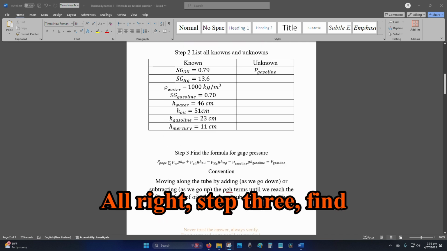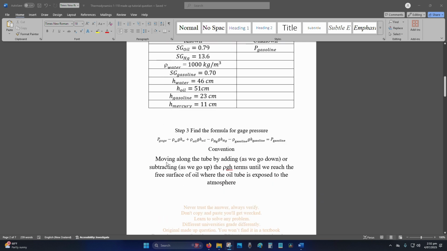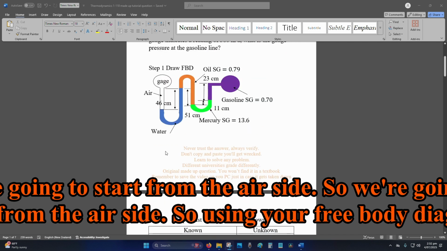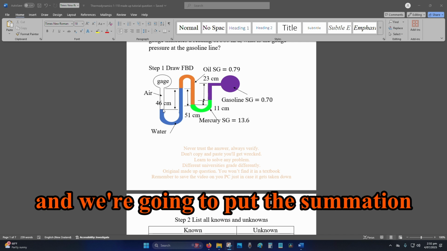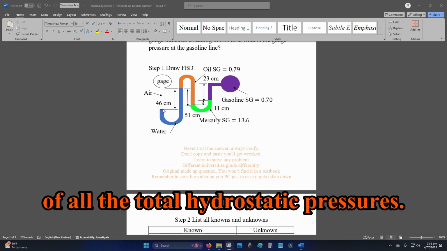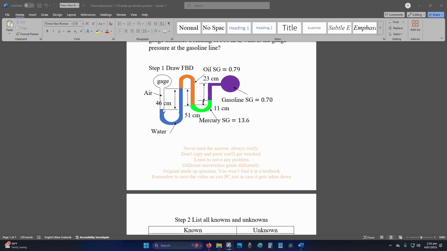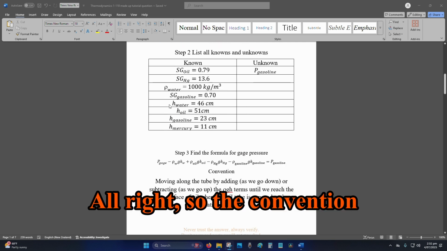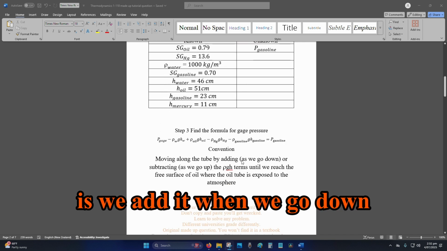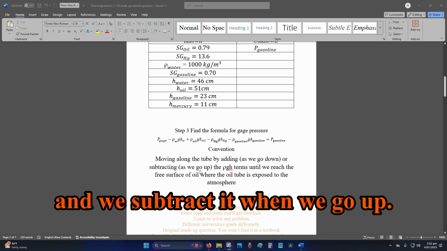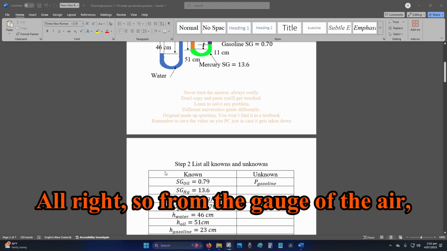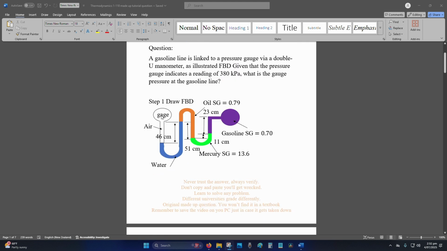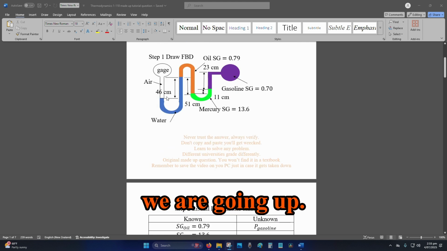Alright, step 3, find the formula for gauge pressure. So using your free body diagram, we're going to start from the air side, and we're going to put the summation of all the total hydrostatic pressures. Alright, so the convention is we add it when we go down and we subtract it when we go up. Alright, so from the gauge of the air, we are going up.